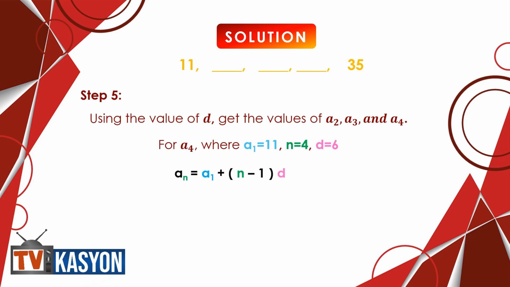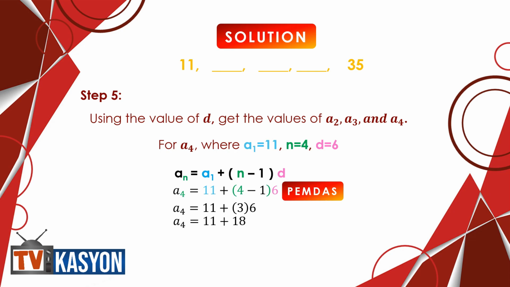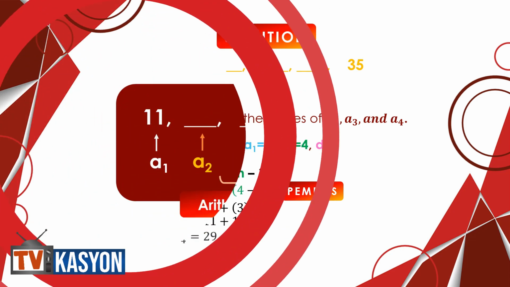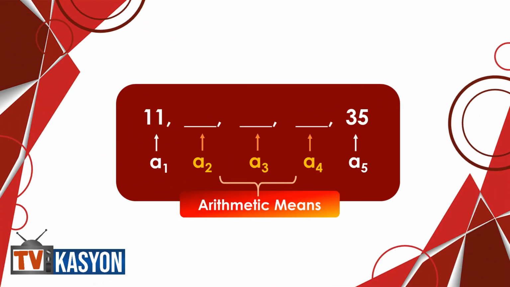For a sub 4, we write a sub 4 equals 11 plus the quantity of 4 minus 1 times 6. Following the order of operations termed as PEMDAS, we'll start with 4 minus 1, and that's 3. 3 times 6 is 18, so 11 plus 18 is 29. Thus, a sub 4 is 29. Therefore, the 3 arithmetic means between 11 and 35 are 17, 23, and 29.